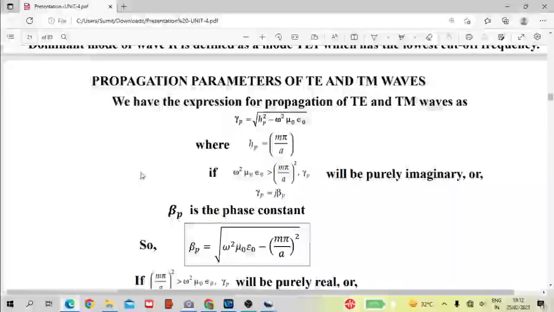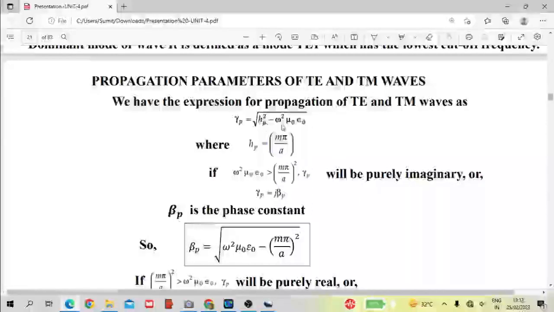Propagation parameters of TE and TM waves, this is very important. From previous equations we obtained this propagation constant, which equals the square root of hp square minus omega square mu 0 epsilon 0, where hp was defined; this is the guided propagation constant, so it is m pi by a. So from this equation, gamma p, the guided propagation constant, equals the square root of hp square minus this, where hp was defined in this way.